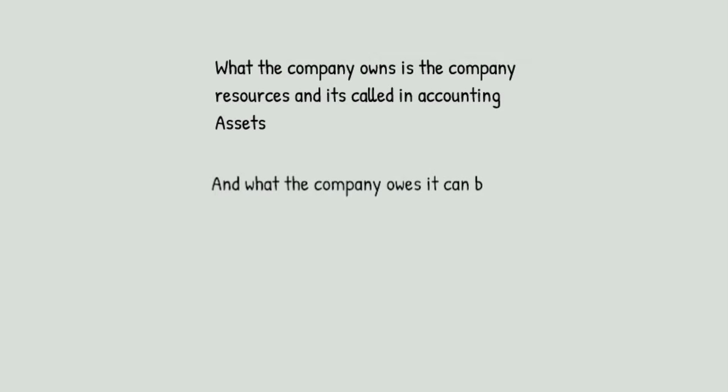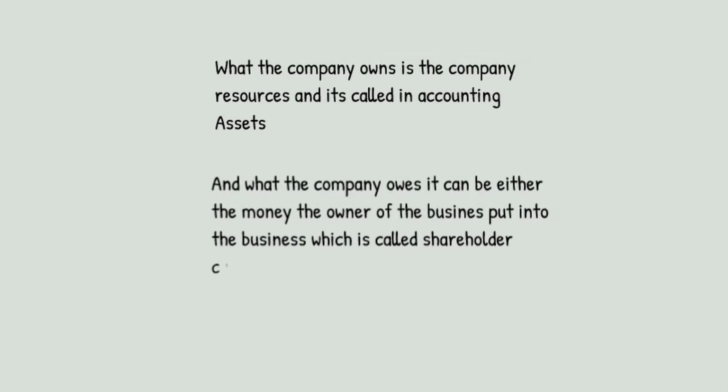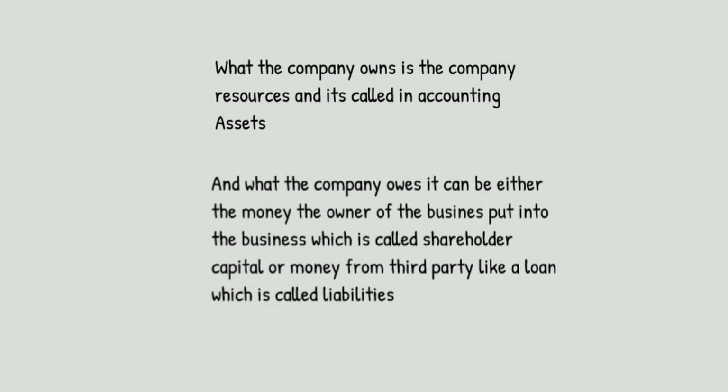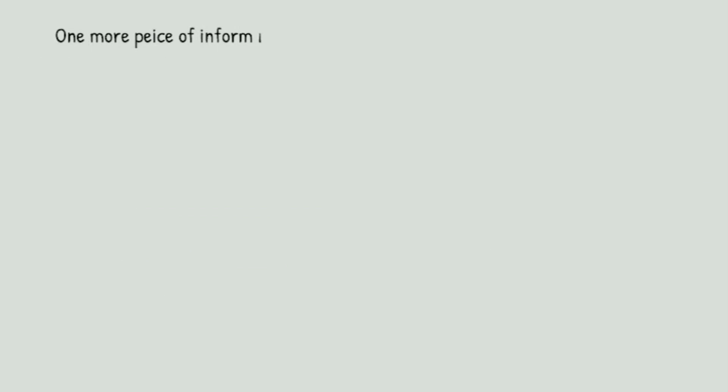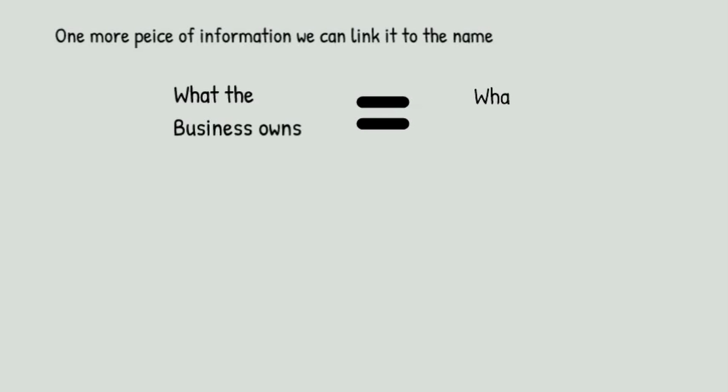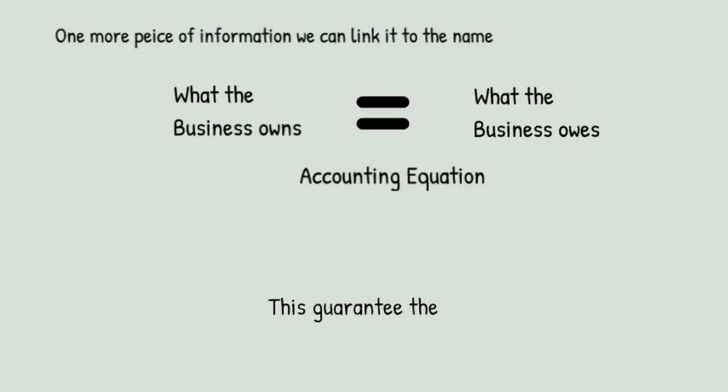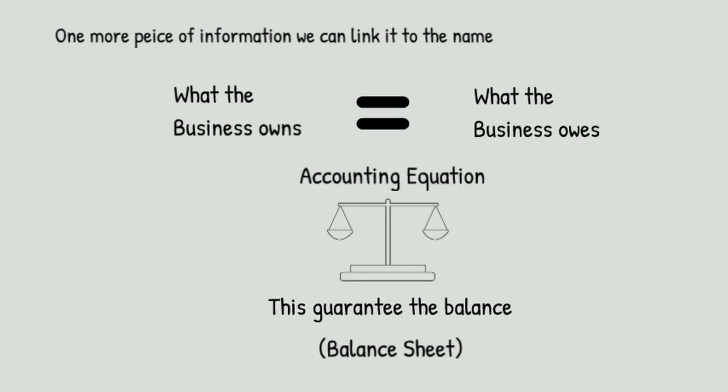And what the company owes can be either the money the owner of the business put into the business, which is called shareholder capital, or money from a third party like a loan, which is called liabilities. One more piece of information we can link to the name: what the company owns is equal to what the company owes. This is the accounting equation, which is the backbone of the double entry accounting system, and it also guarantees the balance between both sides.